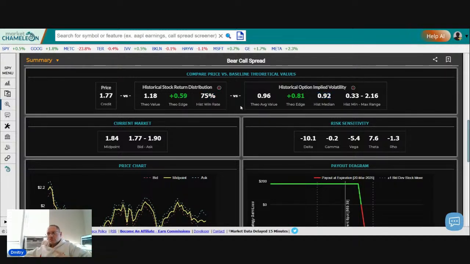Basically, your potential reward improves, right? Now you stand to make $1.84 instead of $1.77, and your potential risk gets reduced too, because now you've gotten more up front. That means that whatever you're risking is reduced in this spread.